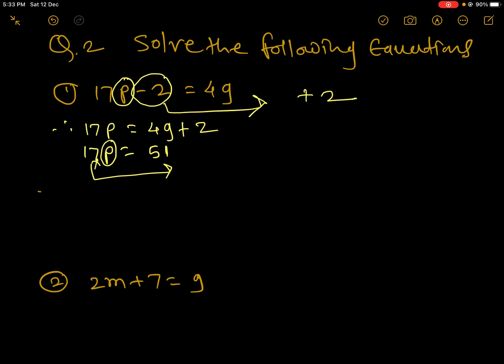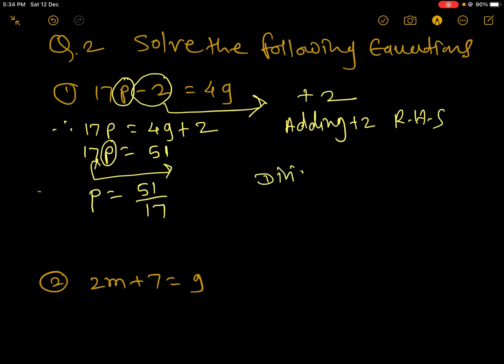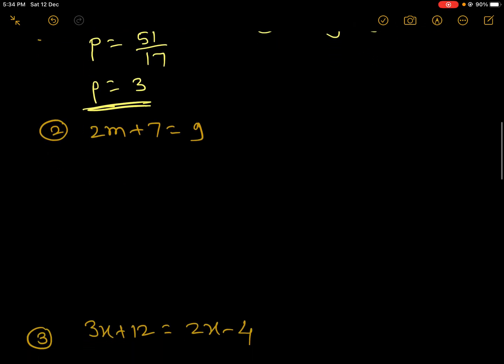Then we get p equal to 51 upon 17. The reason is adding plus 2 to the RHS and dividing by 17. Then 51 upon 17 gives 3. Then the solution is p equal to 3.